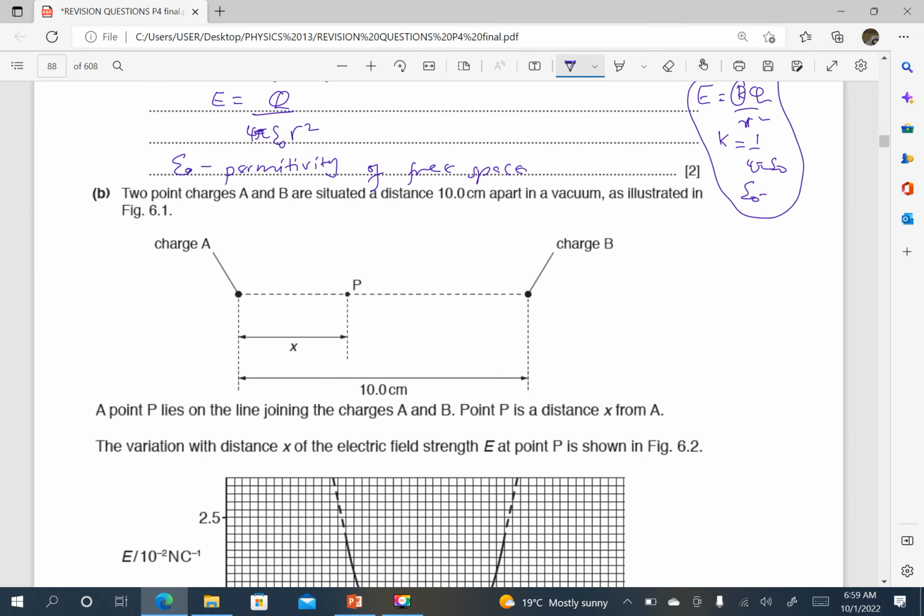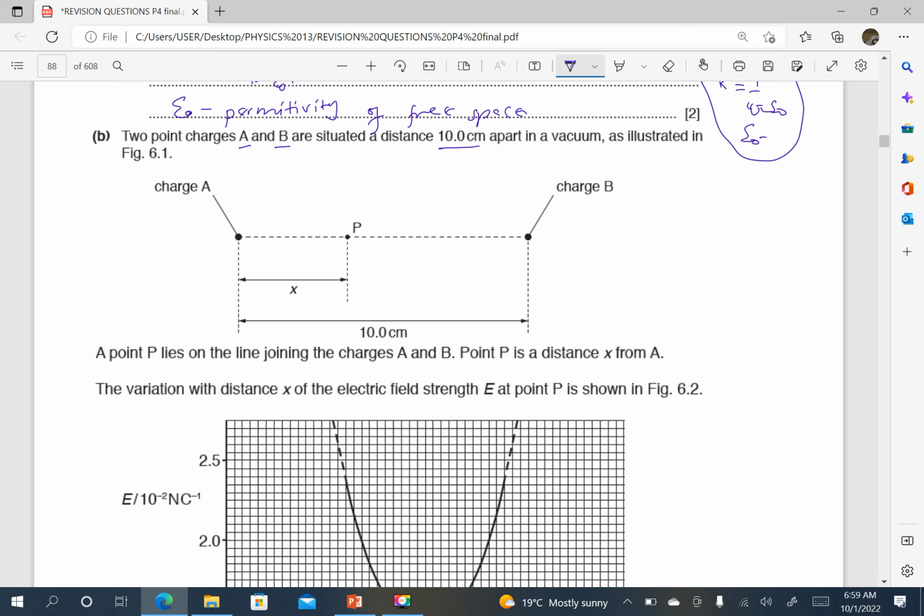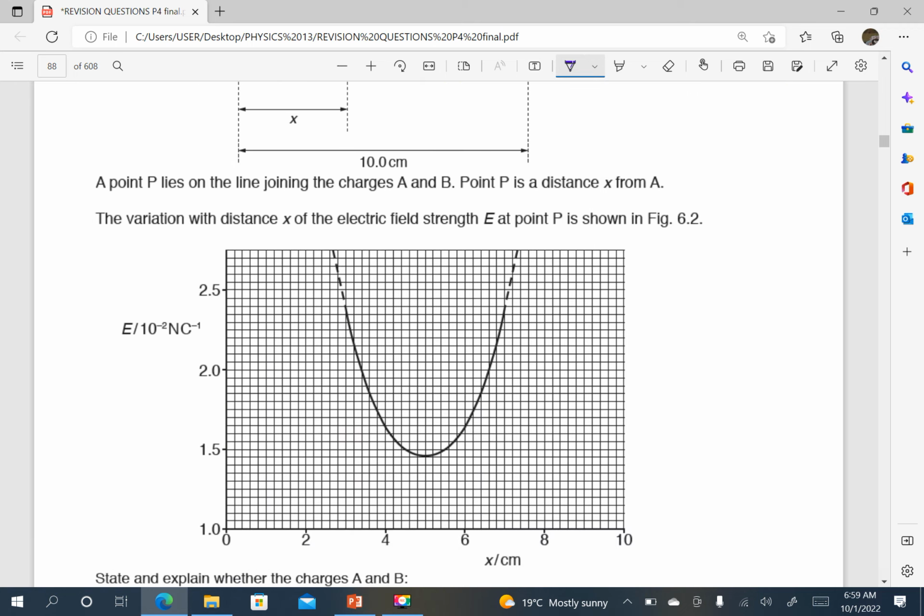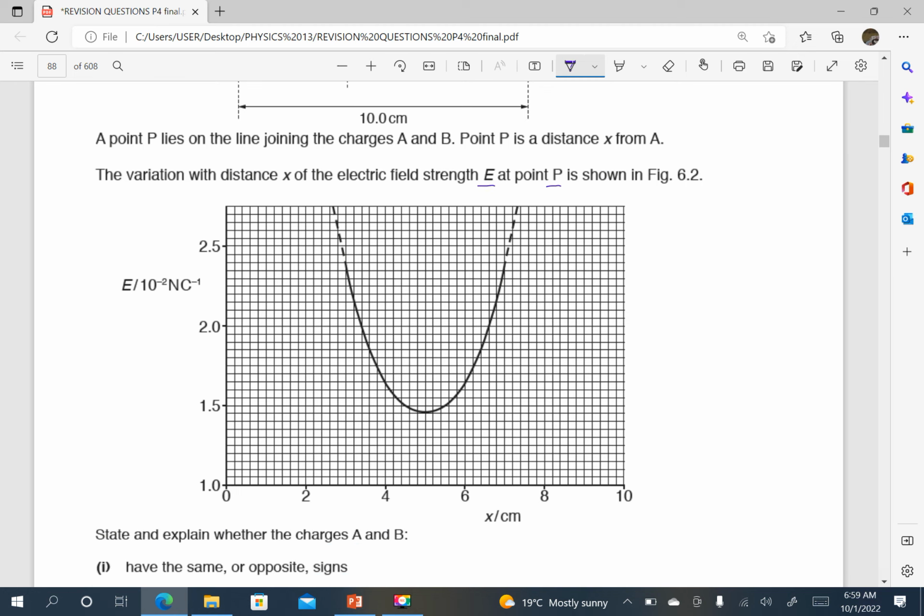Part B. Two point charges A and B are situated at a distance 10.0 centimeters apart in a vacuum, as shown here. A point P lies on the line joining the charges A and B. Point P is distance x from A. The variation with the distance x of the electric field strength E at point P is now shown here. So this is the variation.